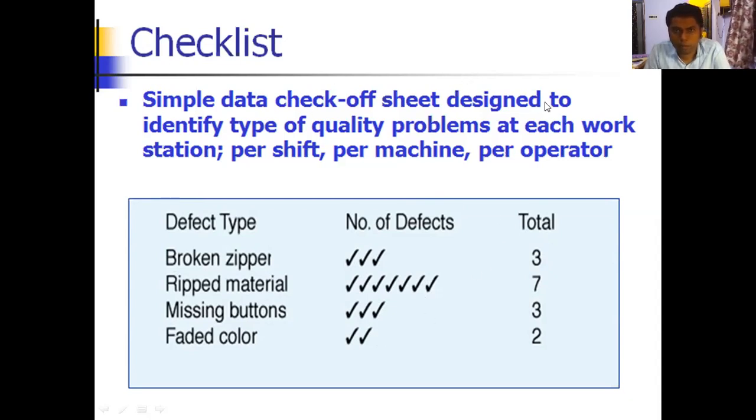So checklist helps you to identify the defect type, which particular defect is occurring very frequently, or which particular defect is not occurring very frequently, or the total number of that particular defect. That you can obtain from your checklist.